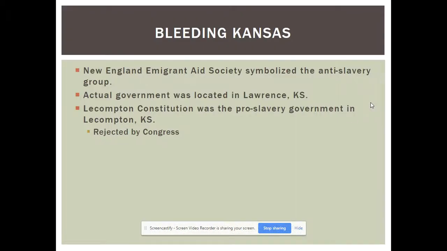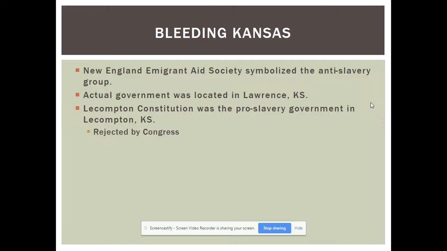So there was an abolitionist group called the New England Emigrant Aid Society, and they kind of represented the anti-slavery group. There was even an abolitionist that sent what they called Beecher's Bibles to Kansas, and what it was labeled was in these wooden crates that said Bibles on them. They were actually guns going to the abolitionists.